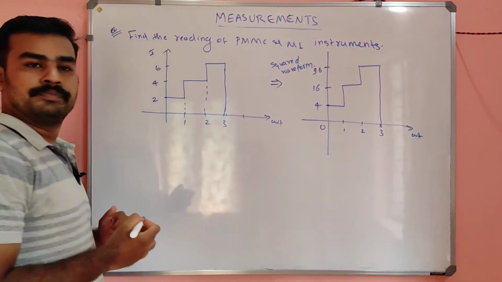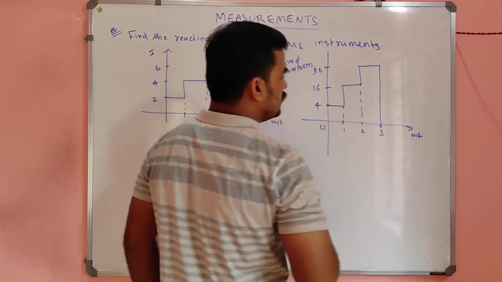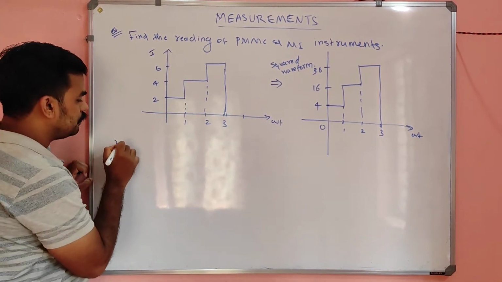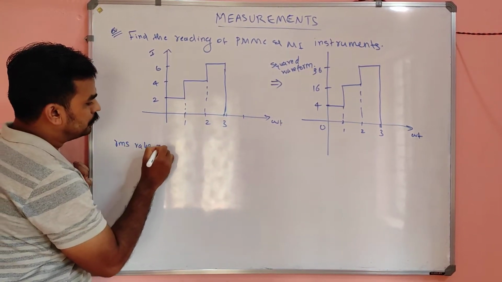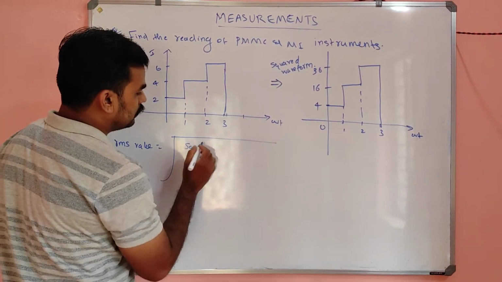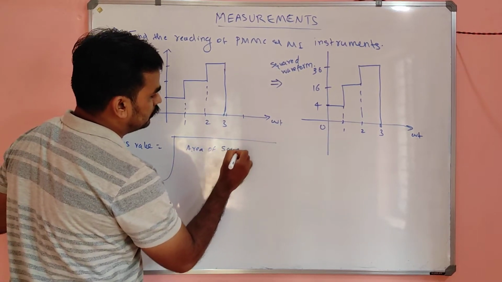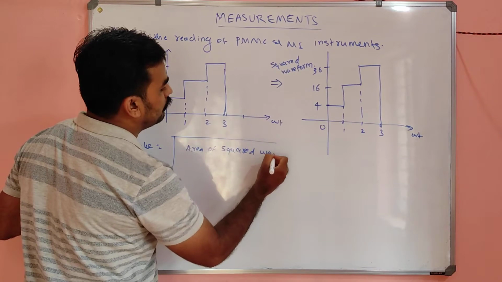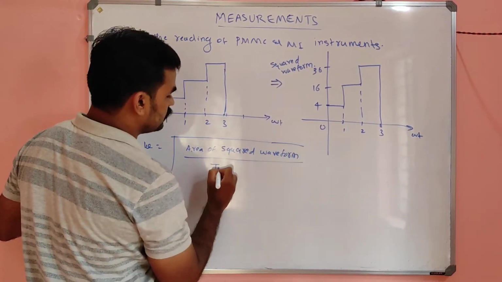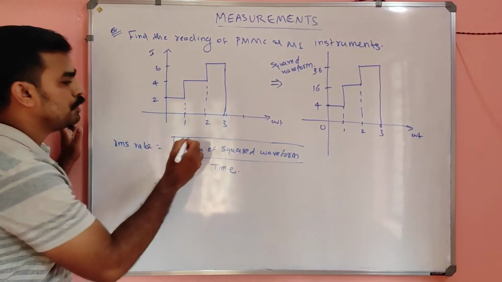Same curve. Okay, so this is the squared waveform. Now, what is the RMS value equation? RMS value is equal to root of area of squared waveform whole divided by what, my dears? Time. How can we find the area of the squared waveform?